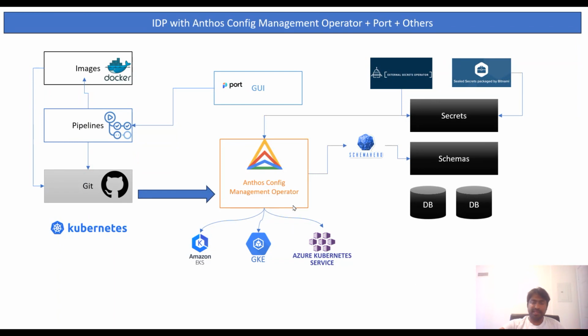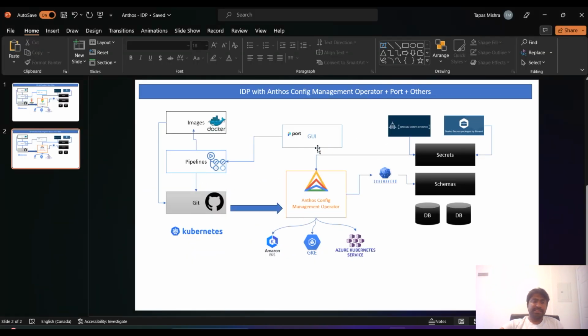Just imagine that you want to apply one policy at organization level, at an enterprise level. You just need to push that change to the repo, and that will be applied to all your Kubernetes clusters managed by Anthos. So this is IDP without any open source tool, with the cloud native Anthos config management operator.